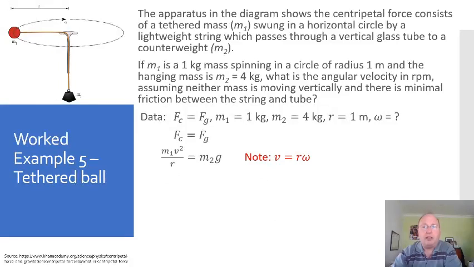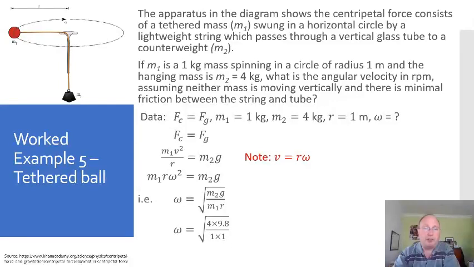We know Fc is mv squared on r, or in this case we've got m1 v squared on r, and the weight is m2g. Now please note, we also know that the velocity equals r times omega. So if we replace velocity on the left hand side with r times omega, then we get m1r omega squared equals m2g. Rearranging and taking the square root, we find that omega equals the positive square root of m2g over m1r.